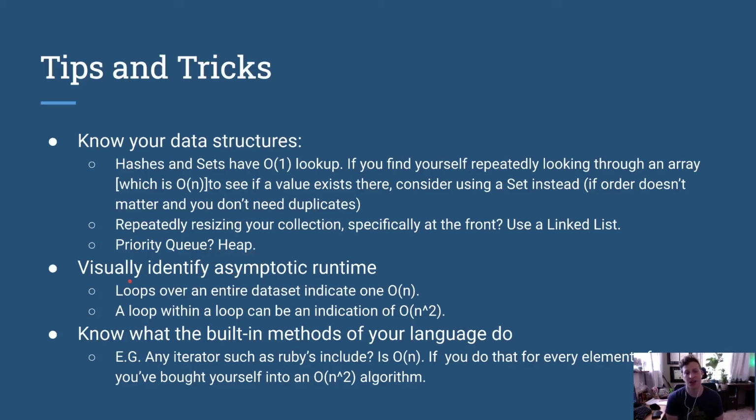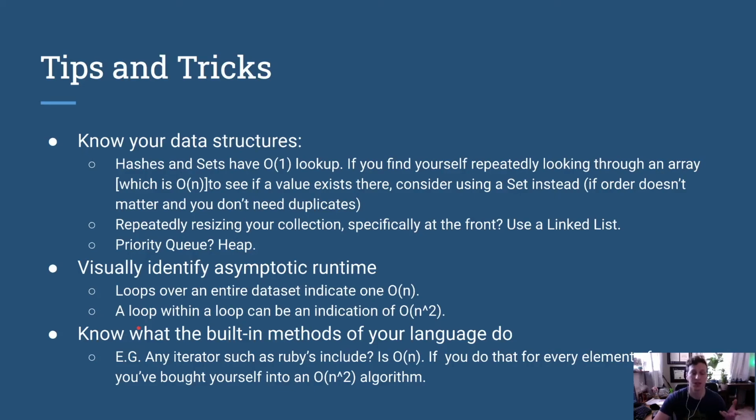Being able to visually identify asymptotic runtime is really helpful. A good indication is a loop within a loop. It's not always 100%. Just because you see a nested loop doesn't necessarily mean you're in n squared. However, it's a good indication that you might be, so it's good to direct your attention to that and really figure out if you're going through your entire data set, or at least a number proportional to your entire data set, n times. There are other methods to formally analyze runtime, and we're going to talk about that later when we talk about sorting algorithms, so we're not going to get too deep into that now.